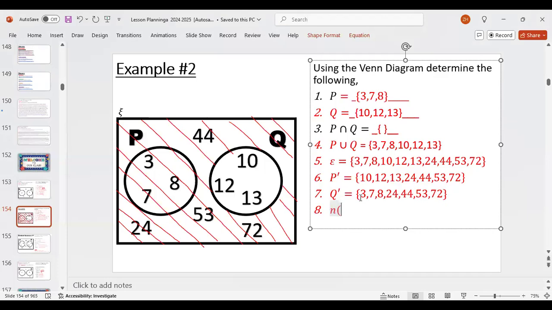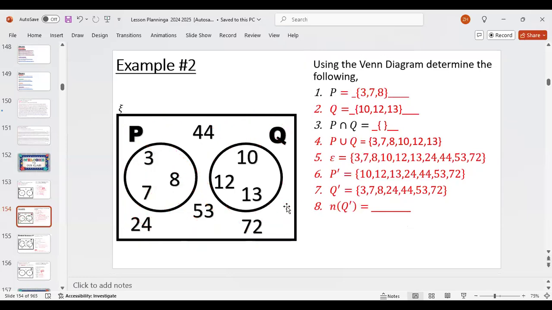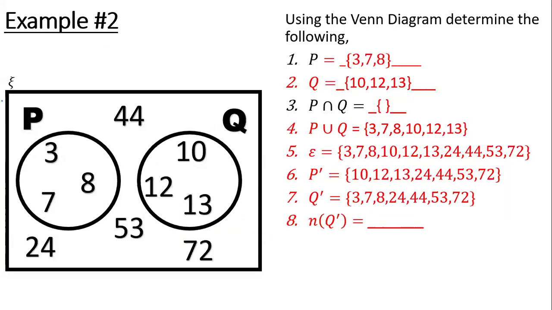I want to use... what is this going to be? 3. What is that going to be? 7. Yes, sir, it's 7. It's the number amount. Okay. Why do you say 7? Because he counts the number of elements. The number of elements. Go ahead, Ray.